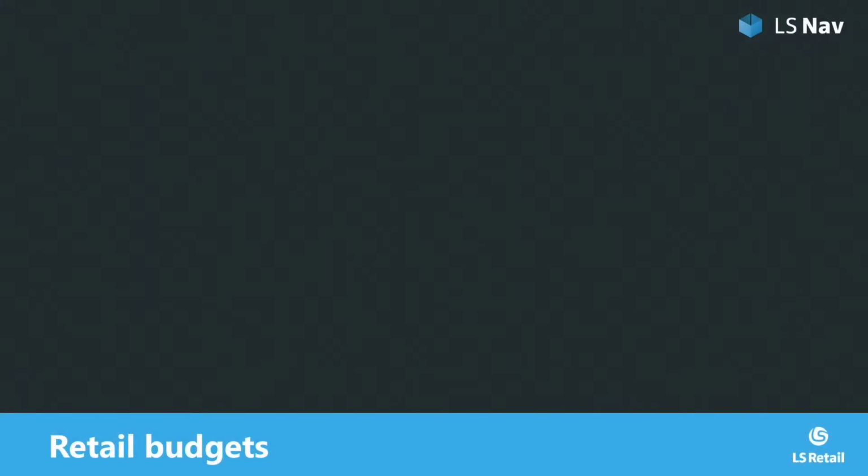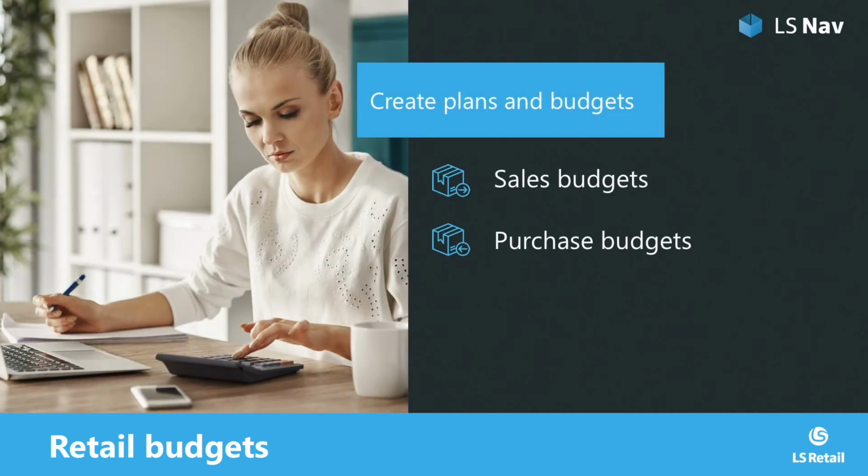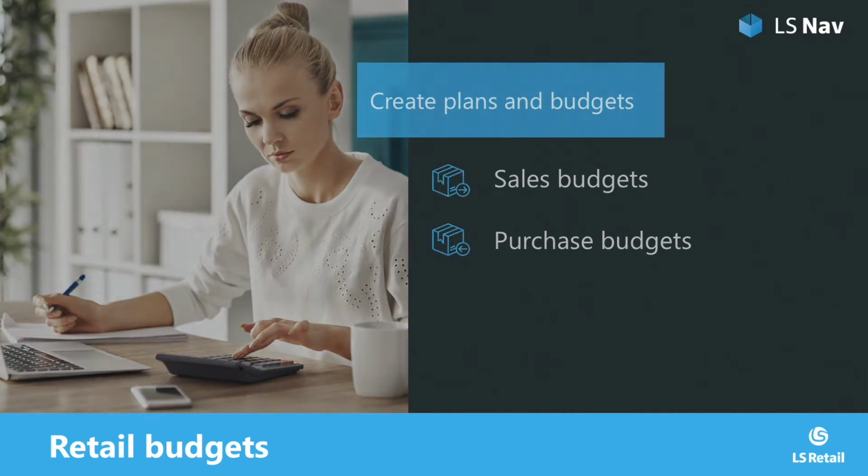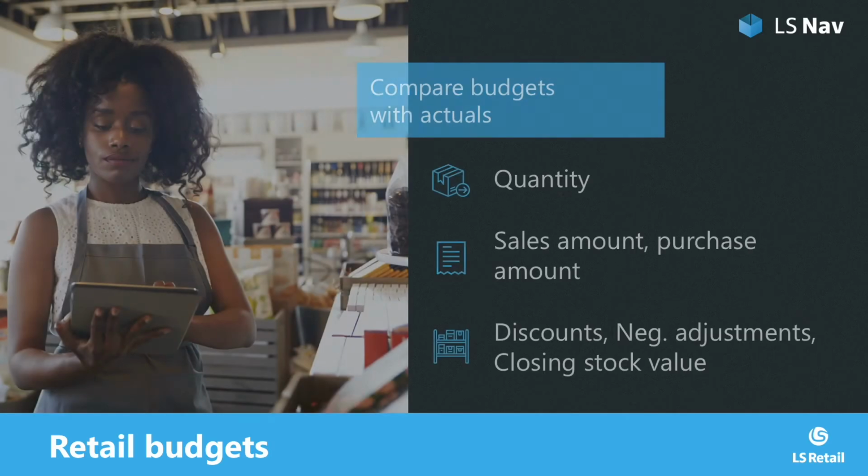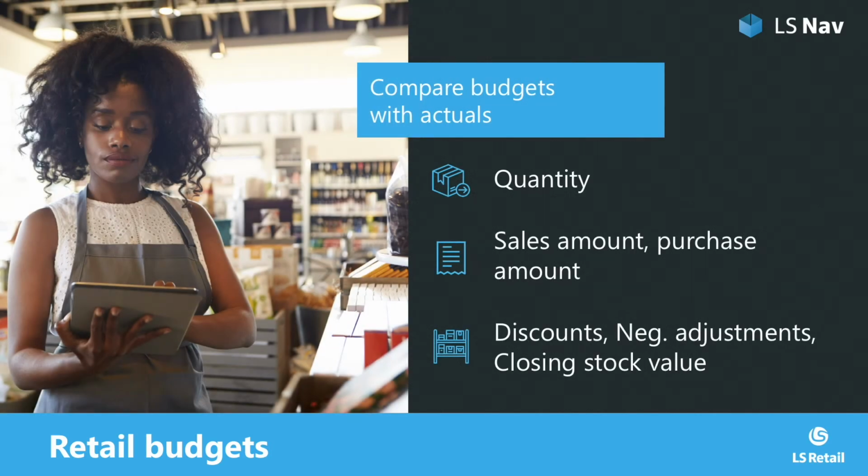Retail budgets are part of the LS/NAV replenishment suite, which is fully integrated in LS/NAV. Budgets enable you to create plans for future sales or purchases. Those budgets are used during the budget period to compare actual values with the planned purchases or sales. You can switch the view between the budgeted value, the actual value, and the difference between those.